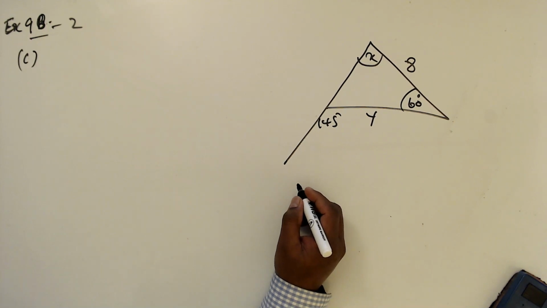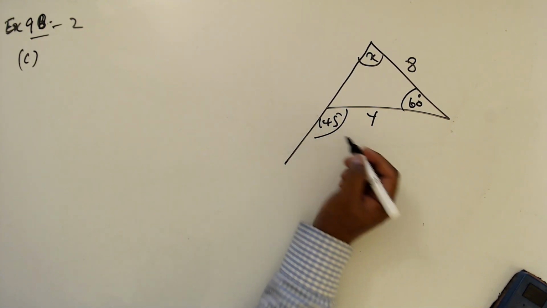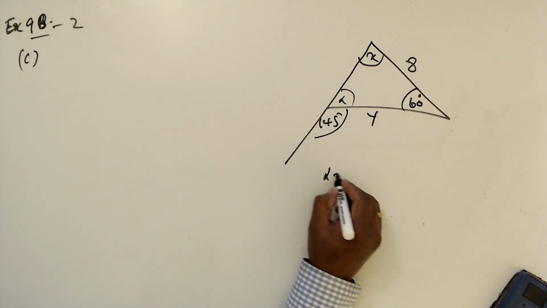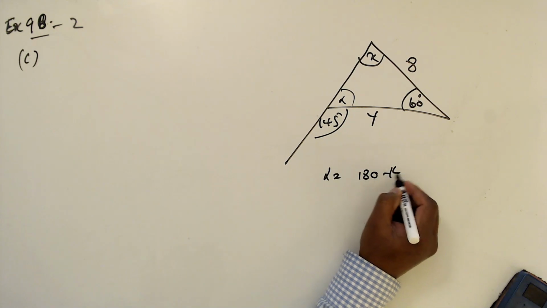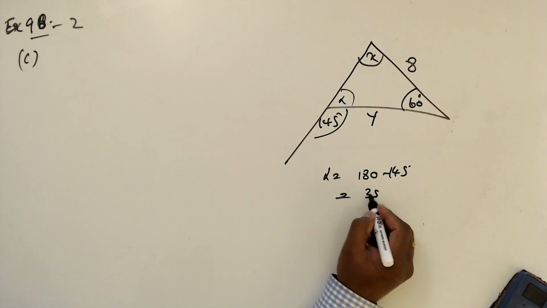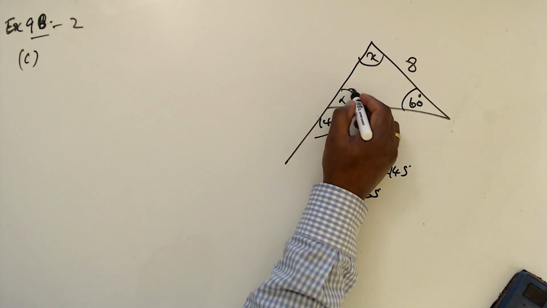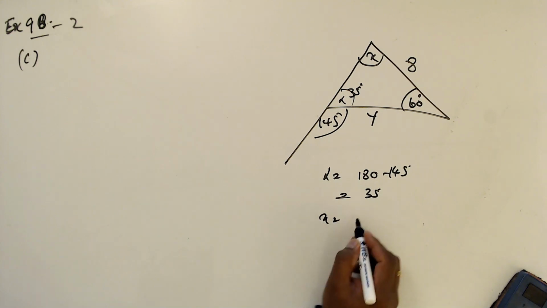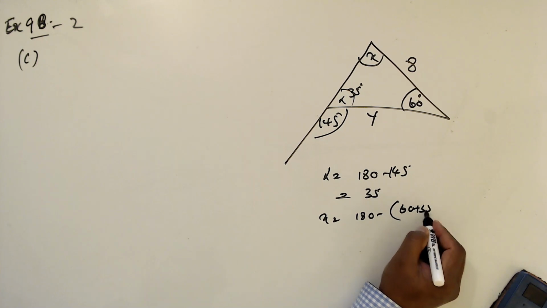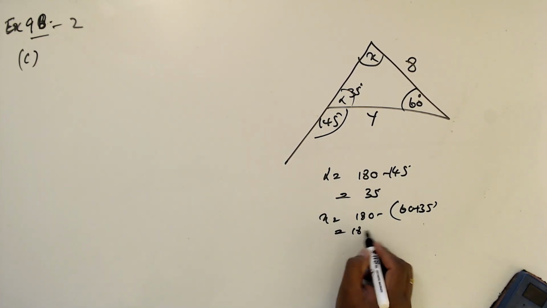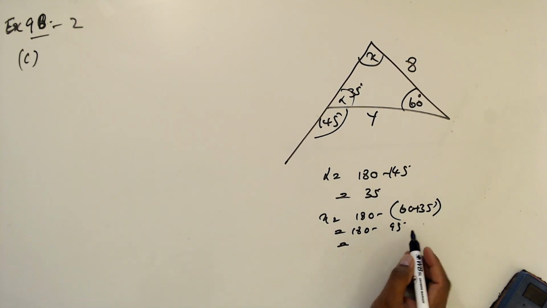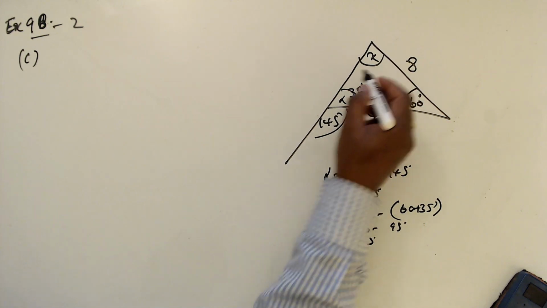Question C. This is 145, and let's say this is alpha. Alpha equals 180 minus 145, which is 35. So now this is 35, and x equals 180 minus (60 plus 35). This is 180 minus 95, which is 85. So x is 85.